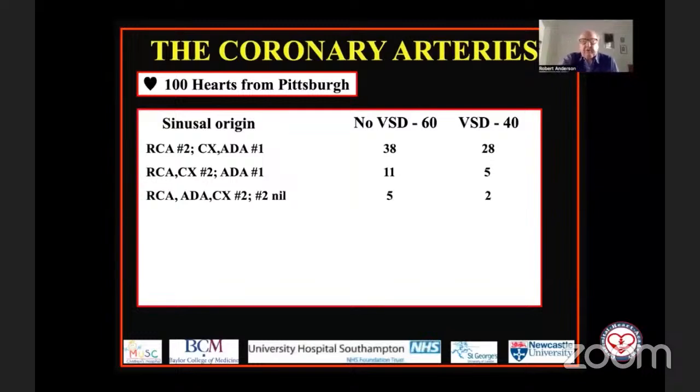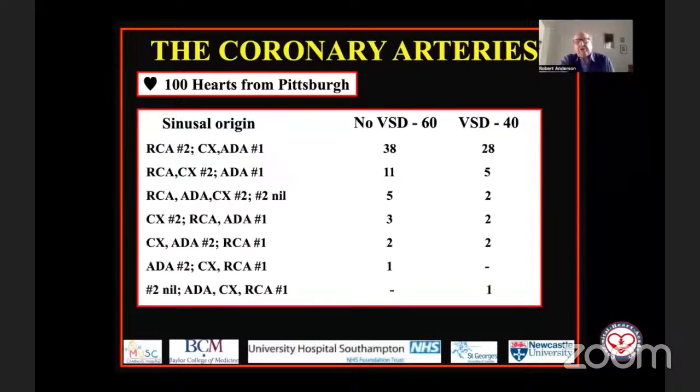All of the arteries arise from one of the sinuses. We can have these additional variations, but we can account for all of them simply by distinguishing between the sinuses and then describing from which sinus arise the right coronary artery, the circumflex artery, and the anterior interventricular artery.